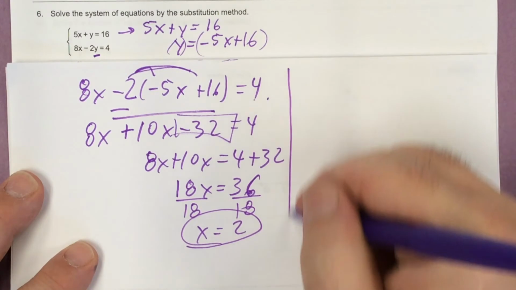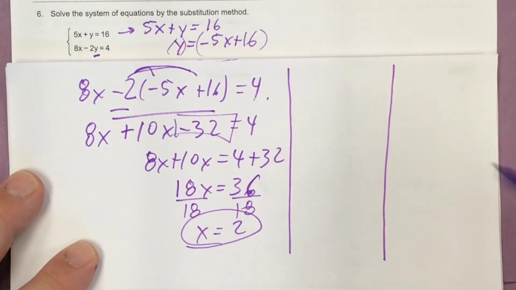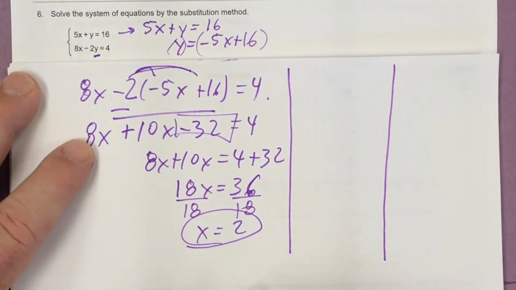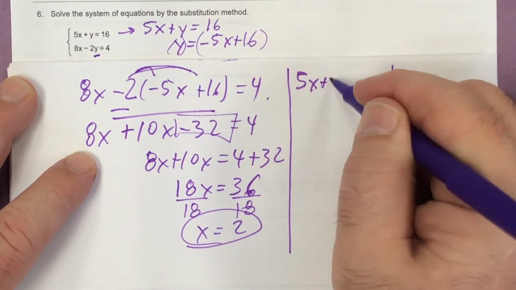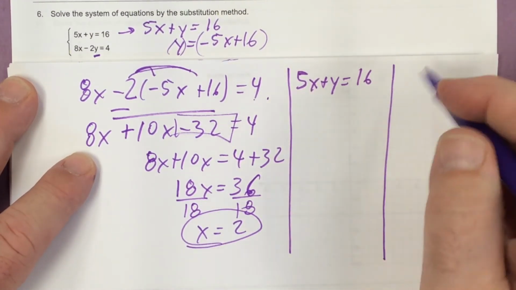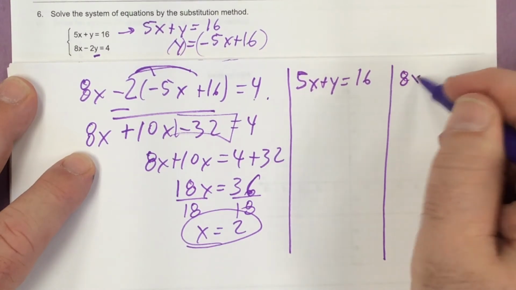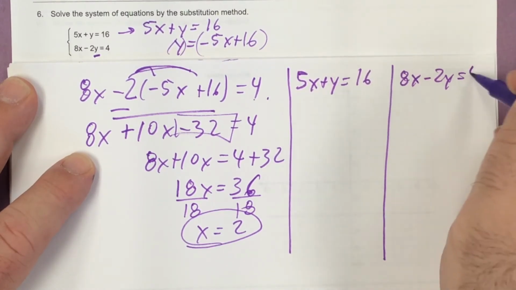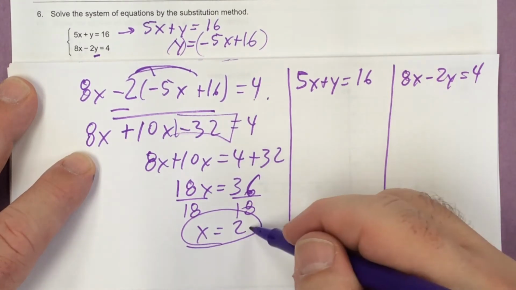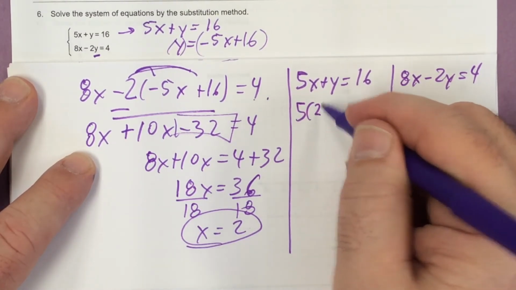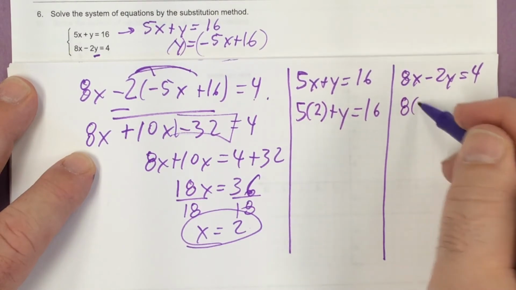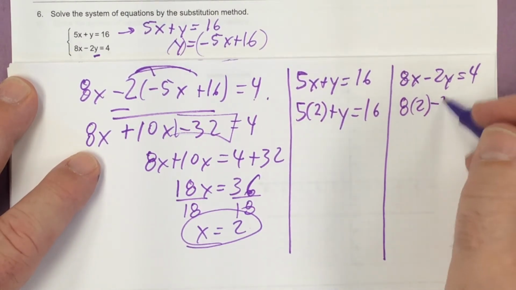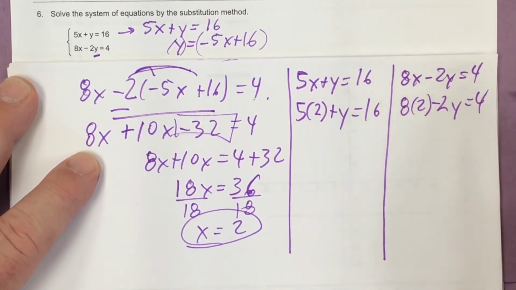Now we're going to put this into both equations and see if we obtain the same value of y. So we're going to have 5x plus y is equal to 16, and then we're going to have 8x minus 2y is equal to 4. Since x is equal to 2, we're going to have 5 times 2 plus y equals 16. Then 8 times 2 minus 2y equals 4.